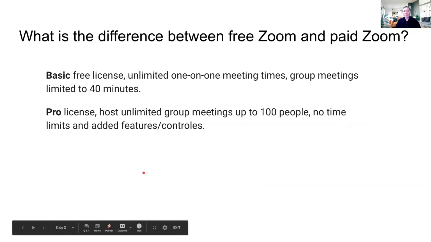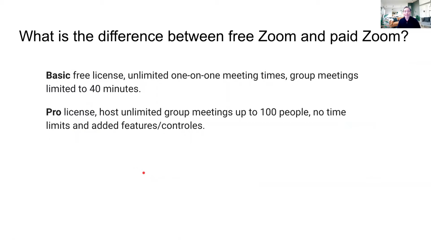So what is the difference between your basic, free, pro, paid account? Your basic account allows you to have one-on-one meetings that are limited to 40 minutes. Your pro account lets you have unlimited time meetings with as many people as you like.